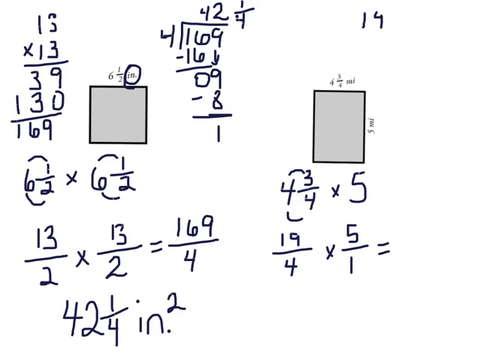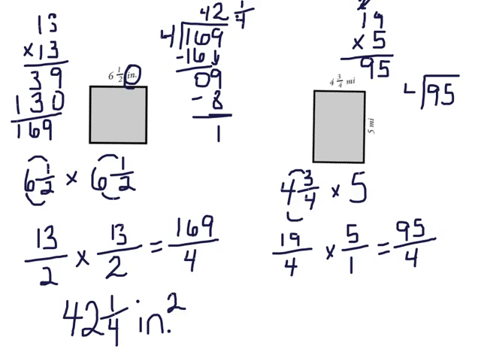19 times 5. Well, 9 times 5 is 45. Carry the 4. And then I have 5 times 1 is 5, plus my 4 is 9. So I'm going to have 95. And 4 times 1 is 4. That's an improper fraction. So I'm going to divide 95 divided by 4.